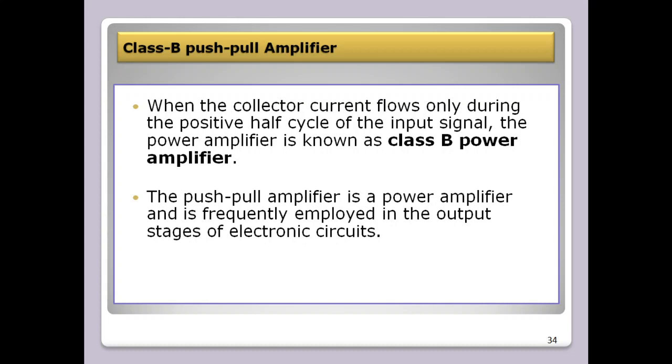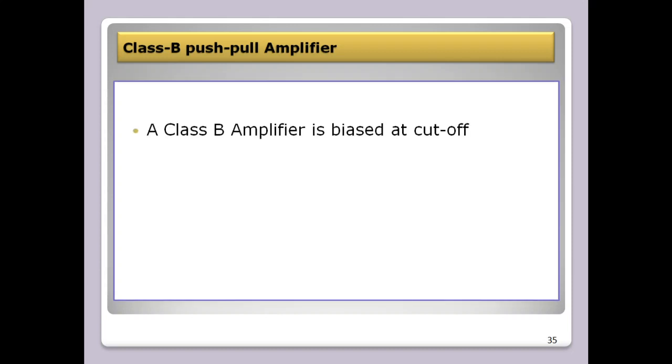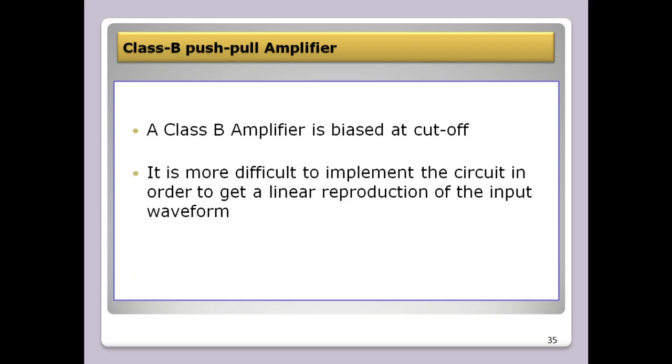The push-pull amplifier is a power amplifier and is frequently employed in the output stage of electronic circuits. It is used whenever high output power with high efficiency is required. A class B power amplifier is biased at cutoff, and it is more difficult to implement the circuit in order to get a linear reproduction of the input waveform by using this class B operation.